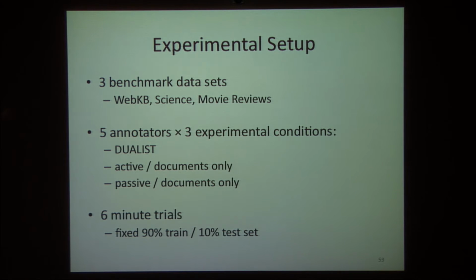And then the third condition was passive learning, or just randomly choosing instances to present, but still only labeling documents. So these experiments consisted of 6-minute trials with a fixed 90% train, 10% test split of the corpus that was held constant for all users under all conditions.